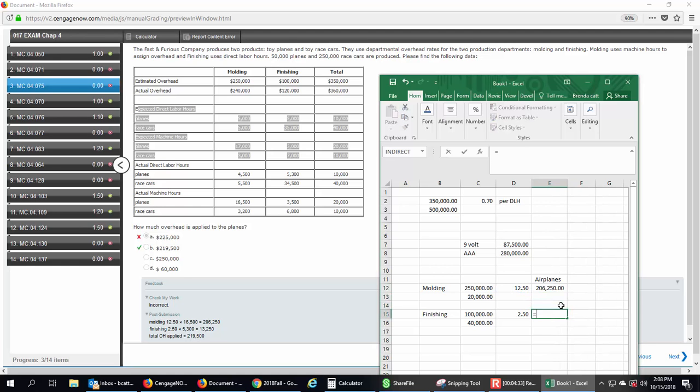Then the planes go to the next department, the finishing department, and finishing department uses labor hours. Finishing, labor hours, planes, 5,300. 5,300 times $2.50 a piece. So if we add these two up, we get 219,500, which is this answer right here.